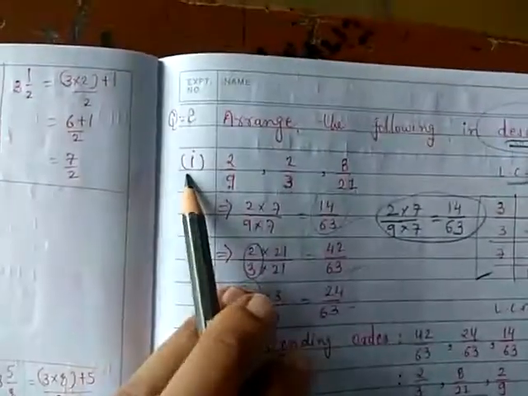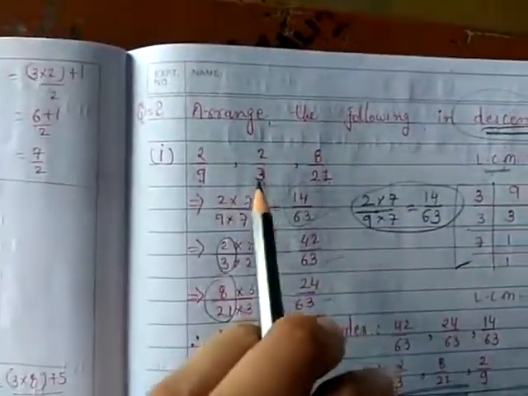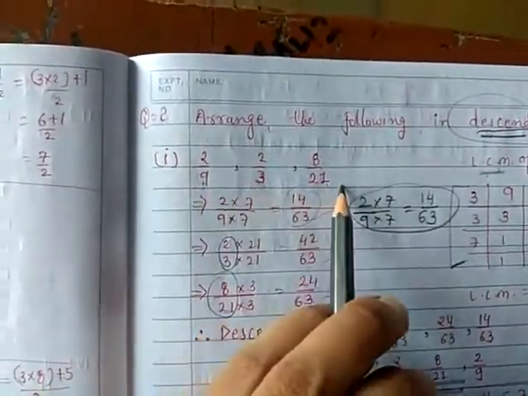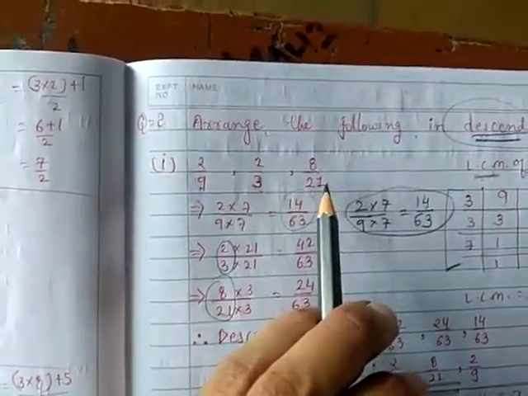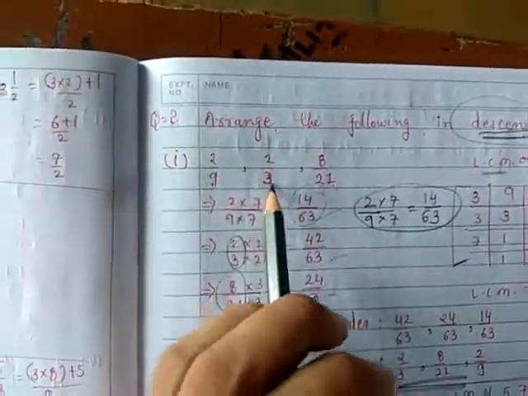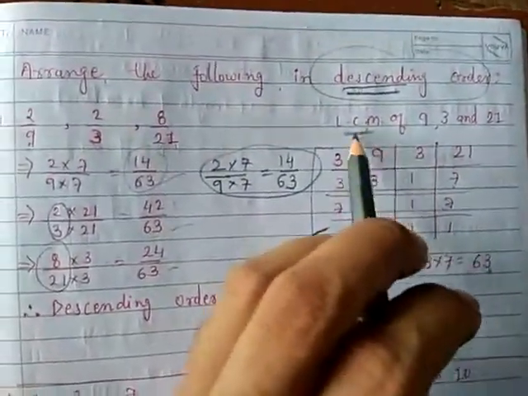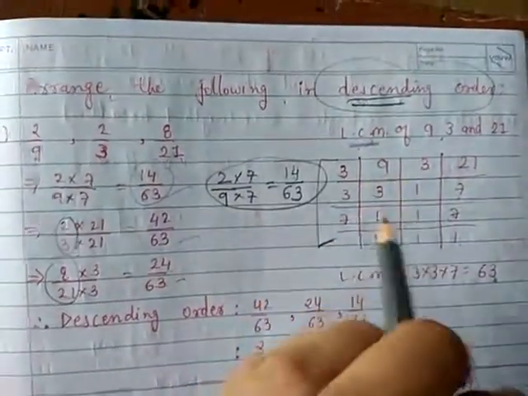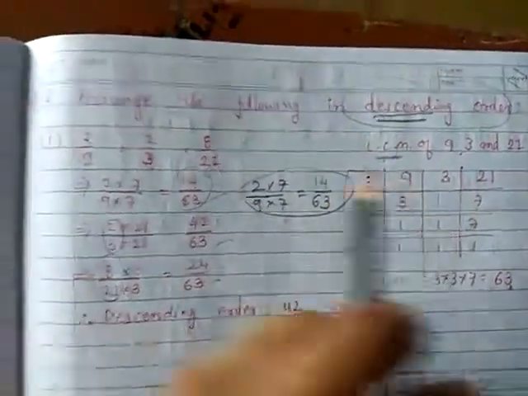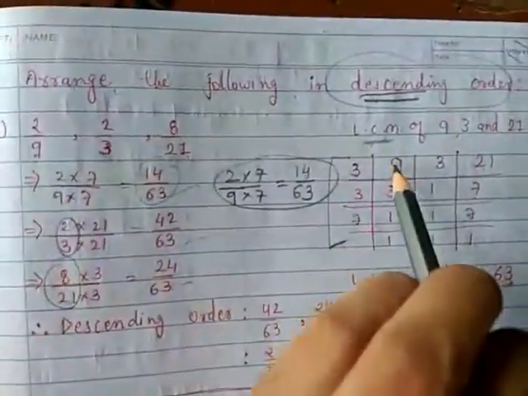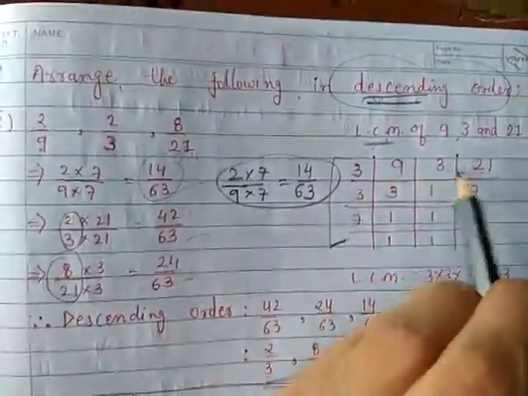See, in the first question: 2 upon 9, 2 upon 3 and 8 upon 21. All the denominators are not equal, right? So first we need to find the LCM. You can see here the calculation of LCM. First make a column this way and put all the denominators. So 9, 3 and 21. We write here 9, 3 and 21.